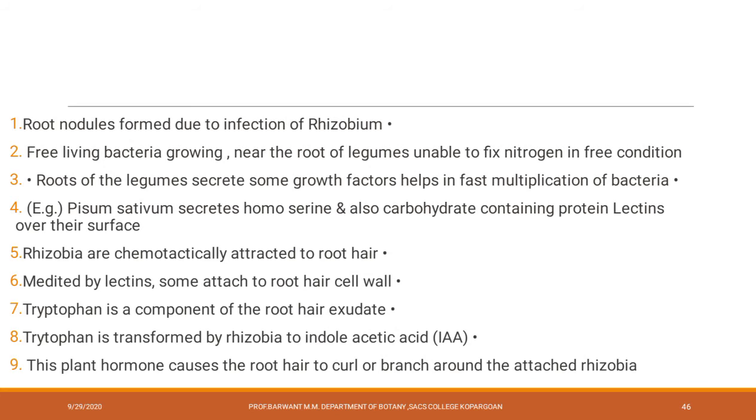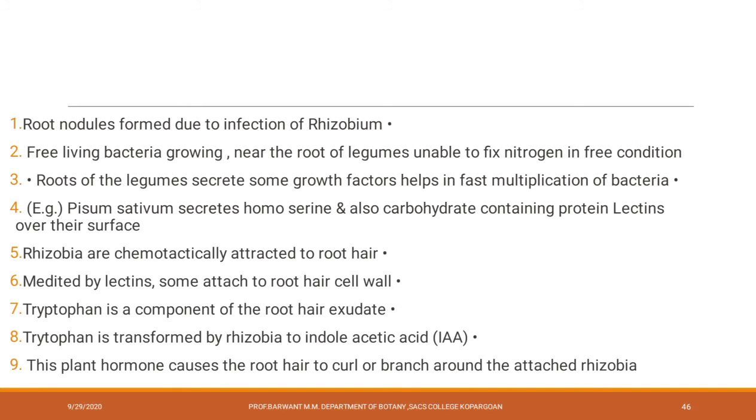What are the steps? Root nodules form due to infection by Rhizobium, a free-living bacterium growing near the root of a legume that fixes nitrogen in the free condition. The root of a legume secretes growth factors which help in fast multiplication of the bacteria. For example, Pisum sativum secretes homoserine, and also a carbohydrate-containing protein, lectin, on its surface.